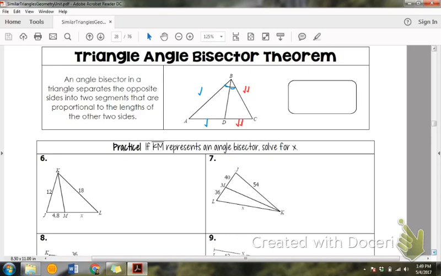So if I look at number 6, it says if KM represents an angle bisector, solve for X. So if it's an angle bisector, I know that these 2 angles are congruent. And I'm going to say 12 over 4.8 equals 18 over X.